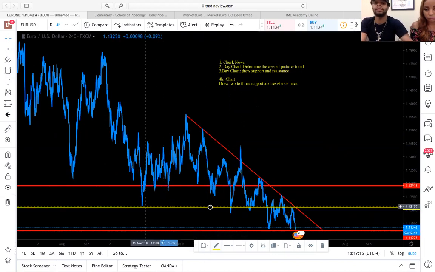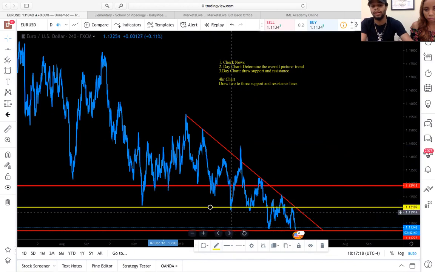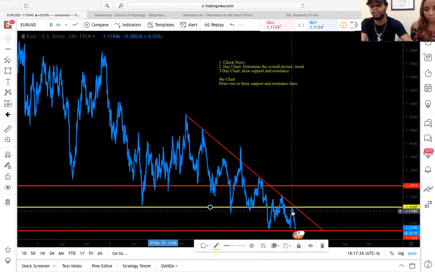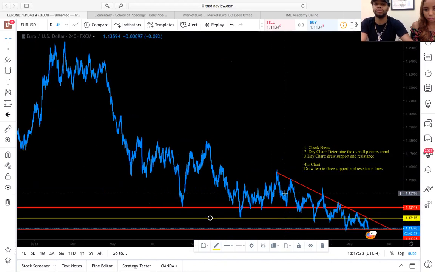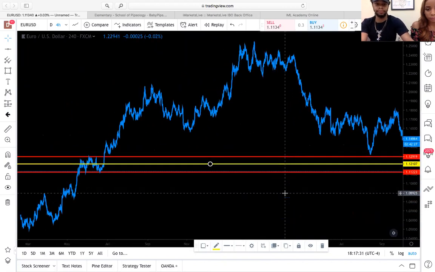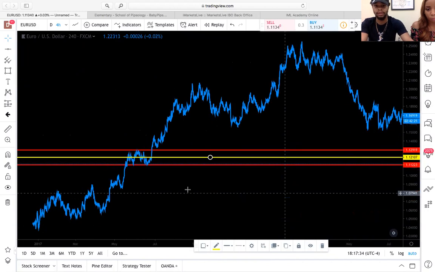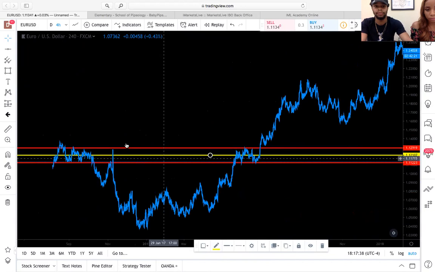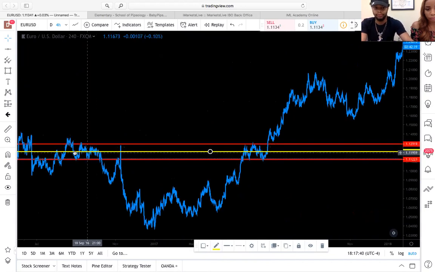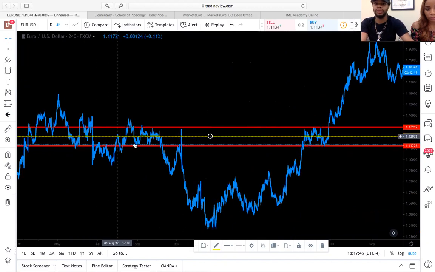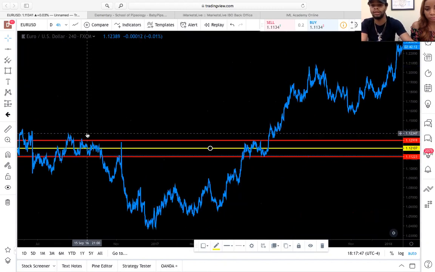support, it bought, support, it bought, support, it bought, broke through, resisted, broke through, resisted. That's actually how I caught my trade. As you can see, it resisted back here January 17th. Resisted, supported, resisted. So these are great lines.